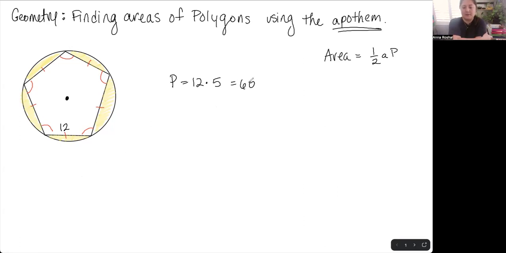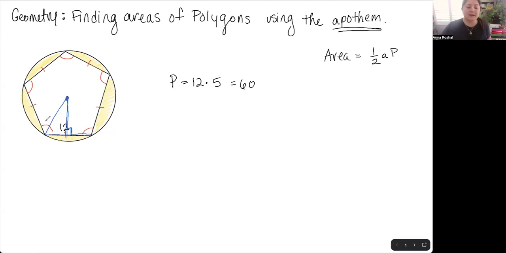The next thing we want to make sure we find is the apothem. I'm going to change my color really quickly so we can understand. The apothem is not this. This is actually the radius. The apothem goes from the center of the circle straight down at a 90-degree angle to a chord.